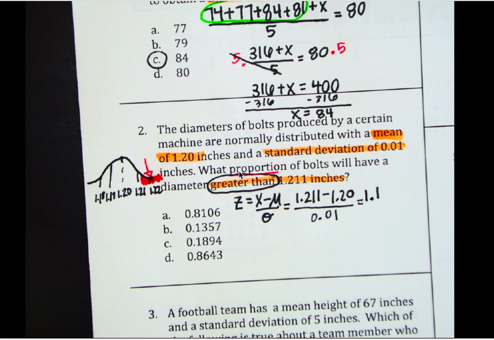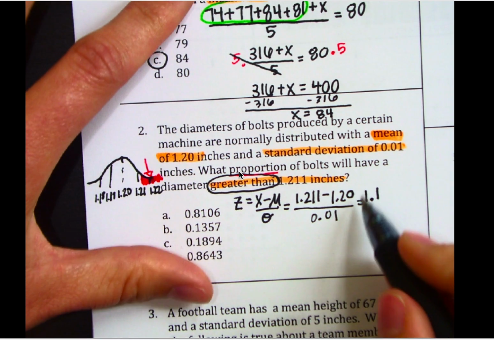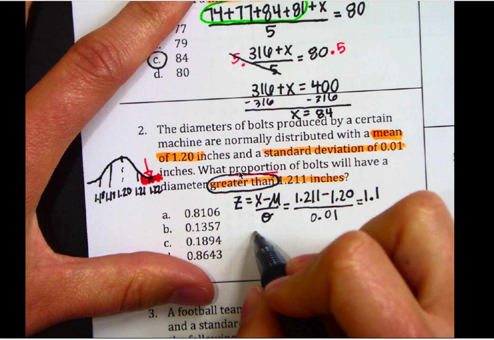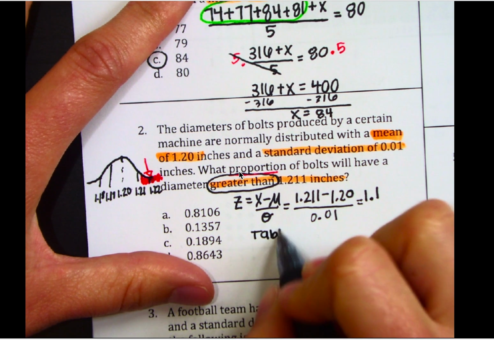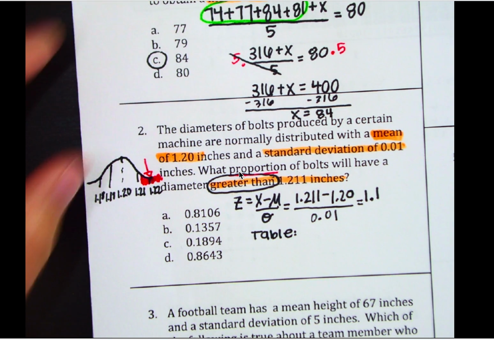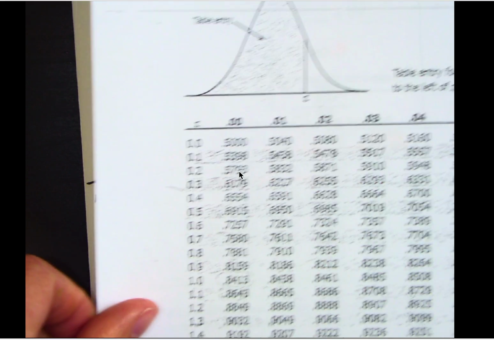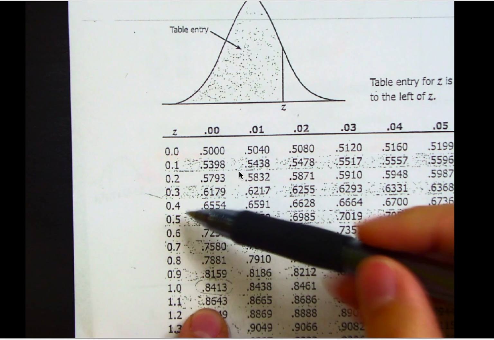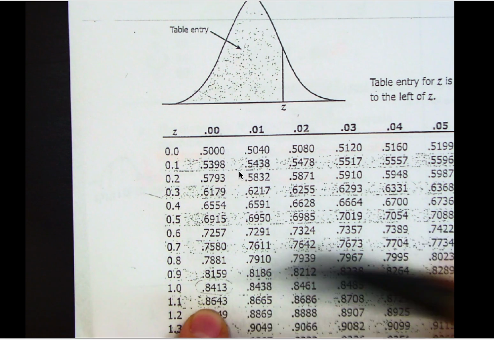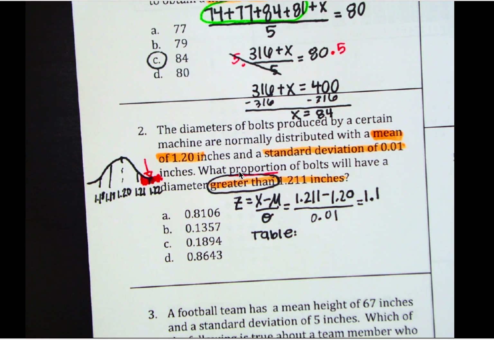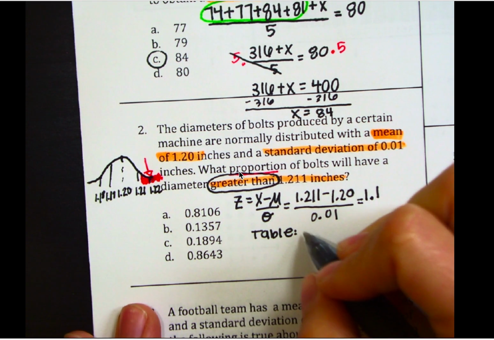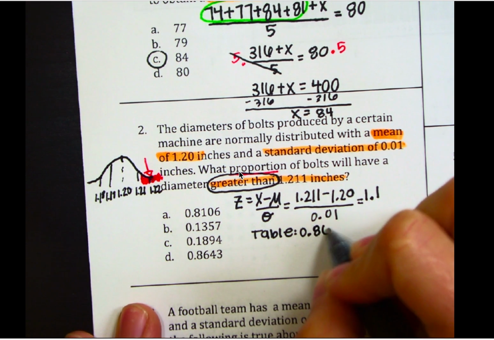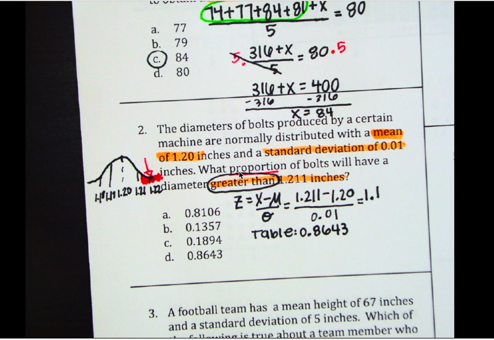Let me just double check that real quick. Okay, 1.1. Now we're going to look that z-score up in our table and find the area from the table. So I look at 1.1, go over to 0, and I get 0.8643. So 0.8643 would be the area from the table.